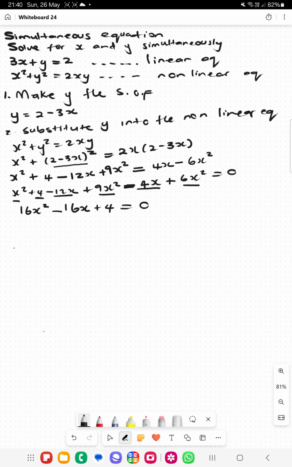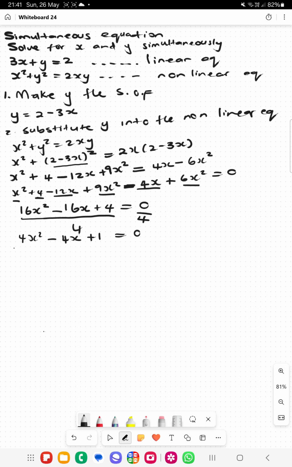Now my equation is in standard form. I need to solve for x. Before I can solve for x, I have 16, negative 16 and 4. I can take out a common factor of 4 or divide everything by 4. What you do on the right, also do on the left. Then that will give me 4x squared minus 4x plus 1 equals 0.